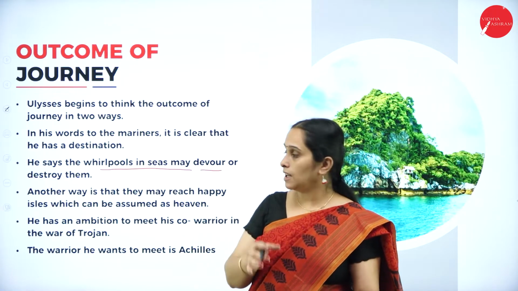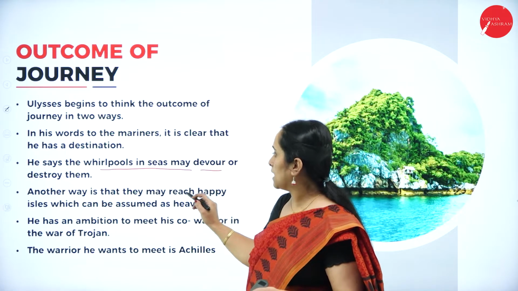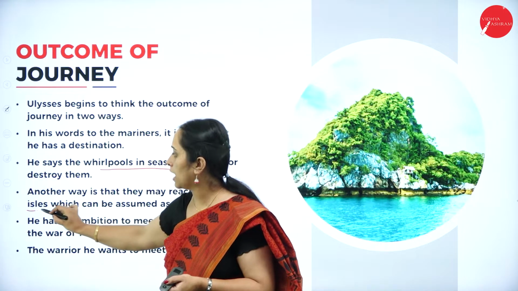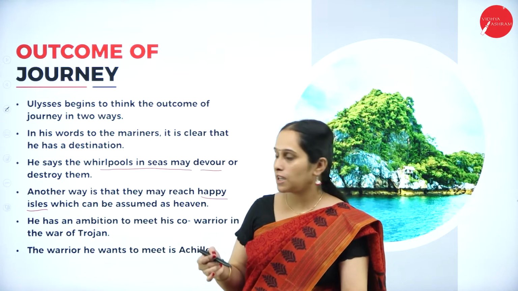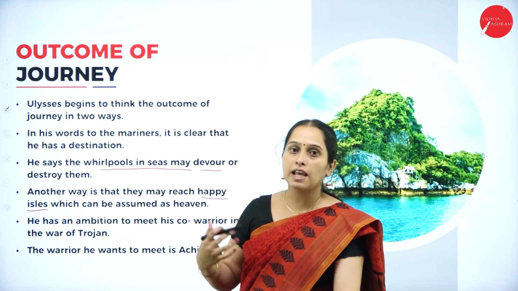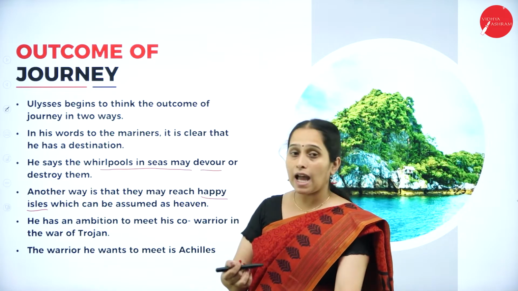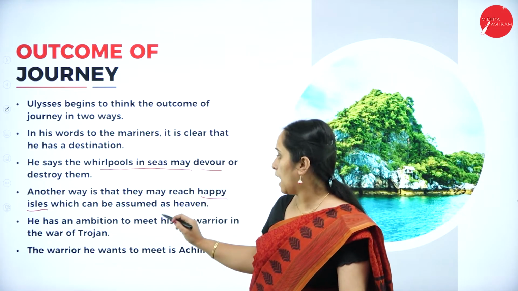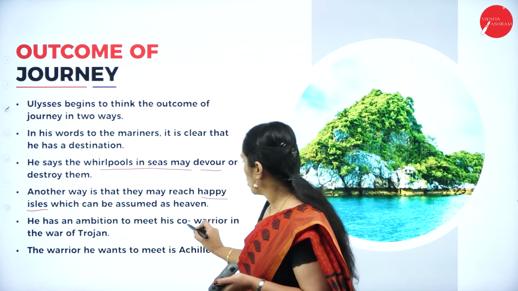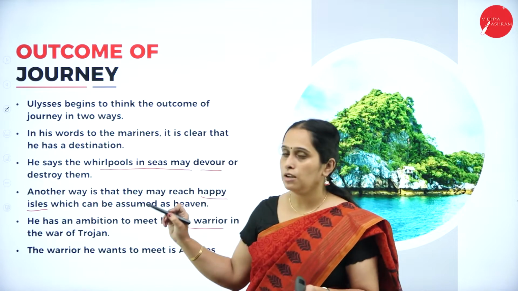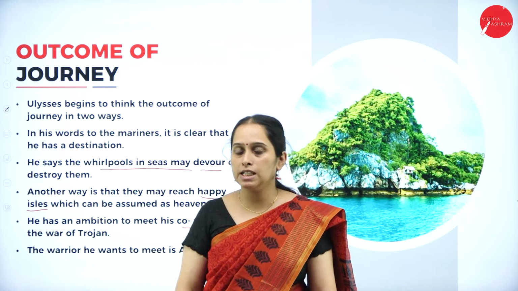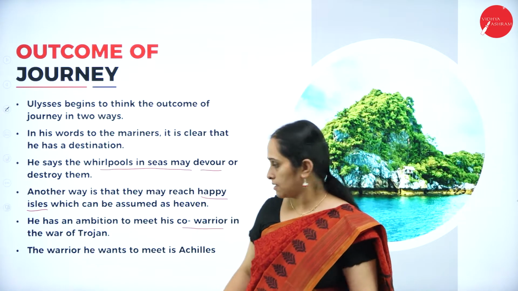Or another way is that they may reach the happy isles, or the happy island, which can be assumed as a heaven. So he has an ambition. Another outcome is that he has an ambition to meet his co-warrior in the Trojan War. The warrior he wants to meet is Achilles.